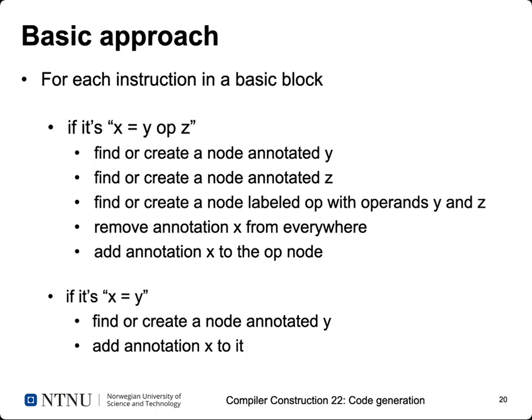On the other hand, if the instruction in our basic block is just an assignment instruction, x = y, then we have to find, if it already exists, or if it doesn't exist, create a node that's annotated with y, and also add the annotation x, because after this instruction, both values are identical, obviously.